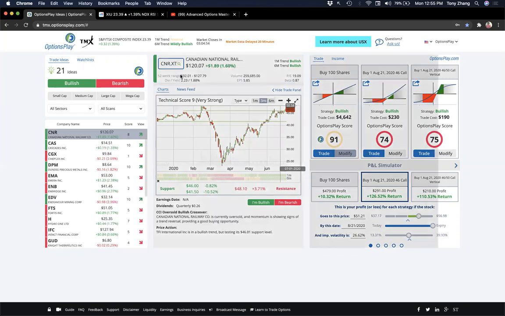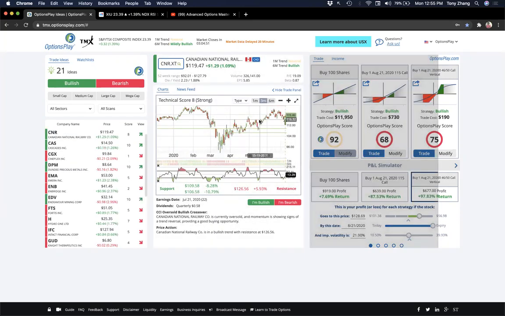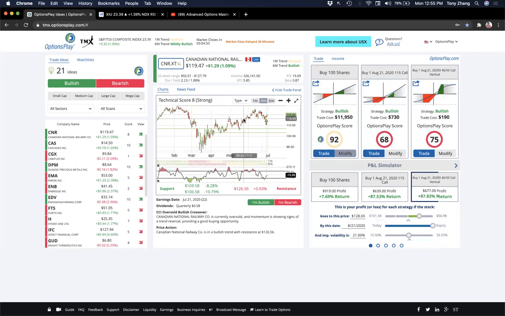CNR, Canadian National Railway. I would imagine the stock looks similar to Canadian Pacific, which it sort of does. You have this resistance, this support level around 115 or so. It's topped around there. It looks like it's starting to break out a little higher here. So I would have more of a bullish view on Canadian National Railway, but options here are not particularly cheap. So be careful on this type of stock as you're looking for perhaps some bullish opportunities here on CNR.